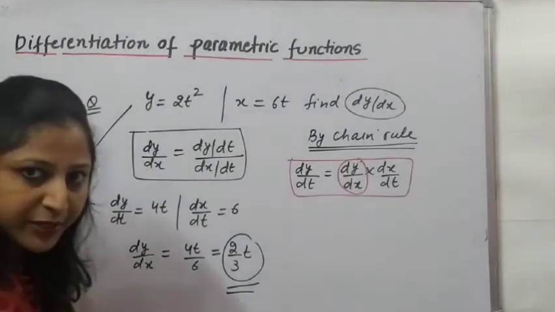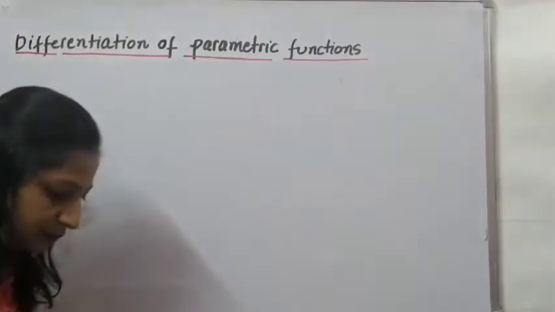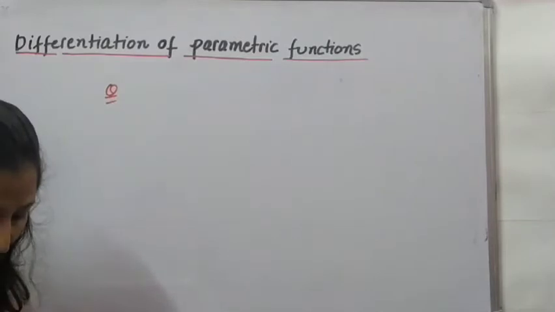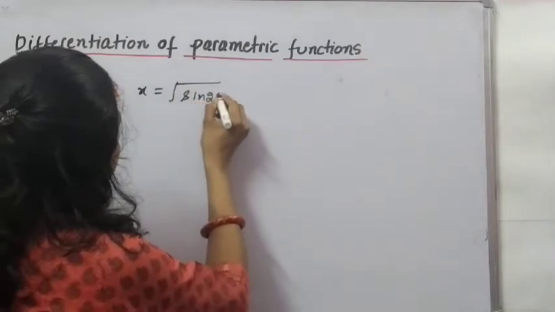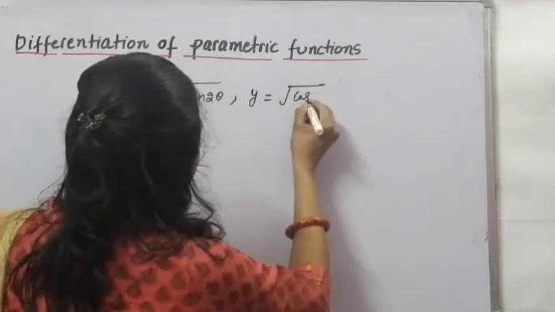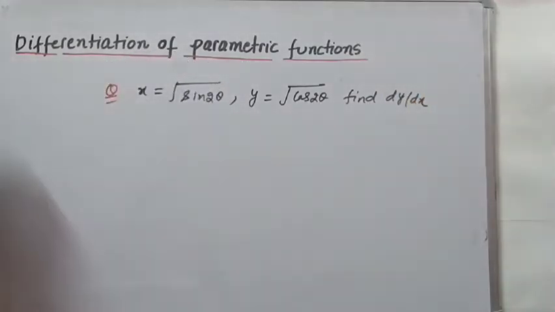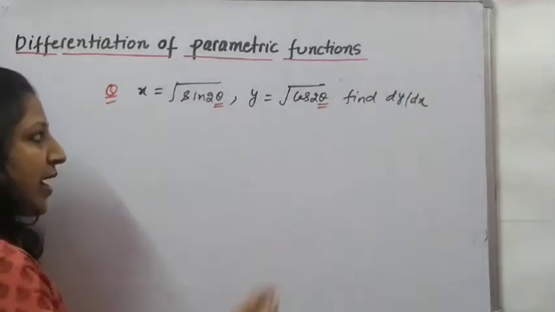Now let us move to our next question. It is given x is equal to root sine 2 theta and y is equal to root cos 2 theta. Find dy by dx. So students, in this question both y and x are functions of a third variable theta. Here theta is a parameter, right? And we have to find dy by dx.